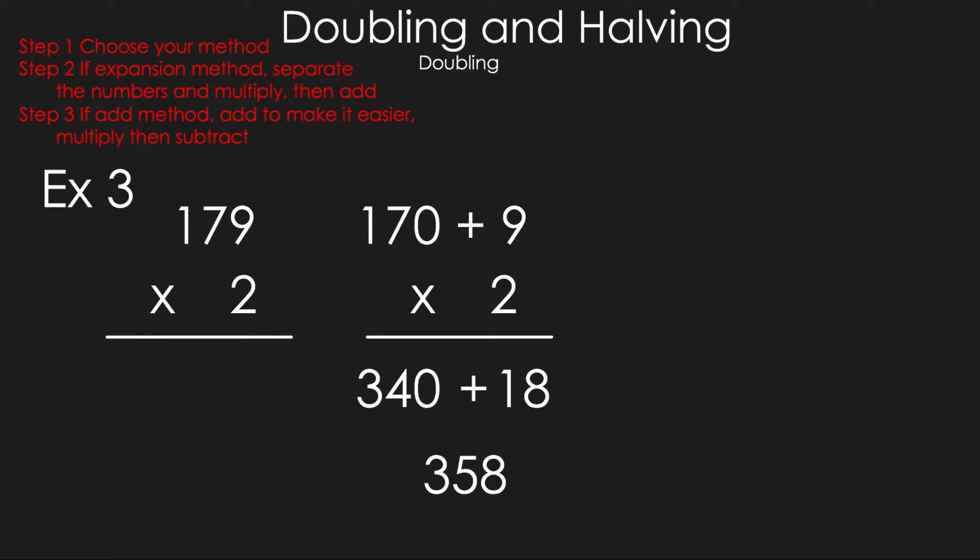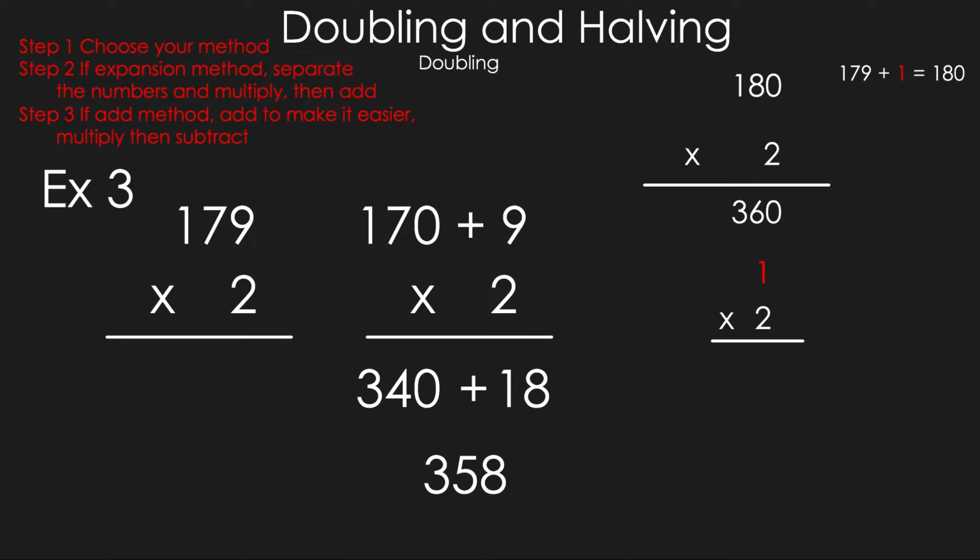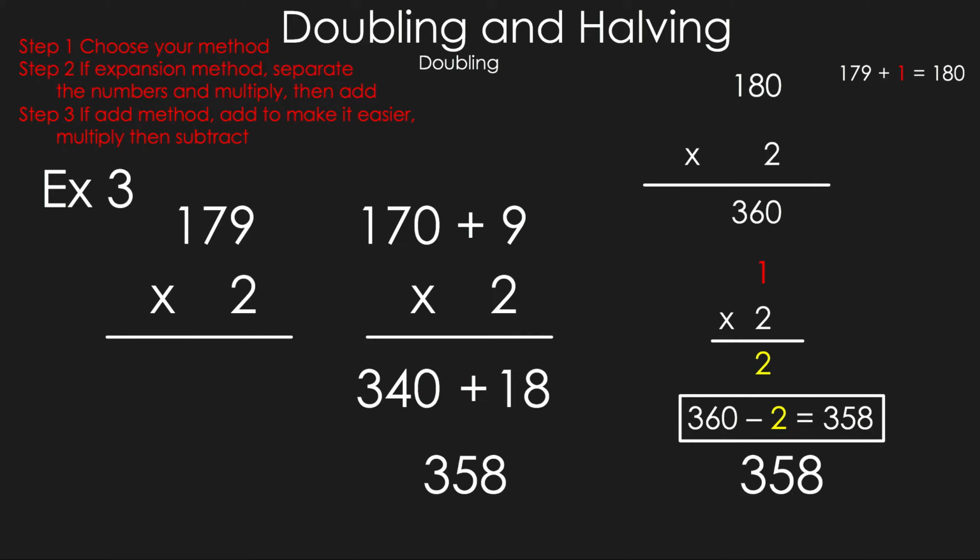I think the easiest number to do the add method is to go ahead and just add 1 to get 180. So we multiply that by 2 to get 360. Use that 1 and multiply it by 2 to get 2. And now we subtract the numbers to get 360 minus 2, which equals 358. Move it over, and then your final answer is 358.